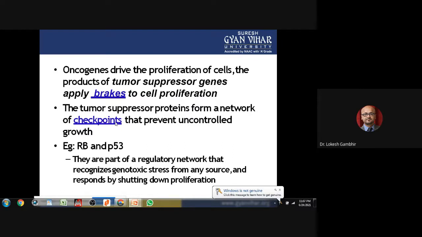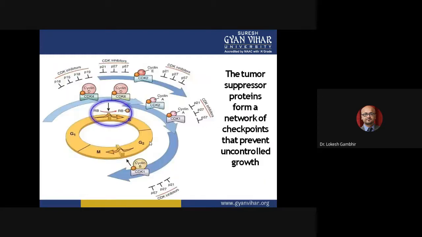These have been investigated thoroughly in terms of their regulatory functions. They act as sensors to recognize any kind of genotoxic stress, whether there is DNA damage, then they will be activated and form a coordinated network, thereby shutting down proliferation, giving the cell ample time. There are many other proteins also, but we have taken the example of retinoblastoma and P53. These two proteins are crucial for a normal cell cycle.